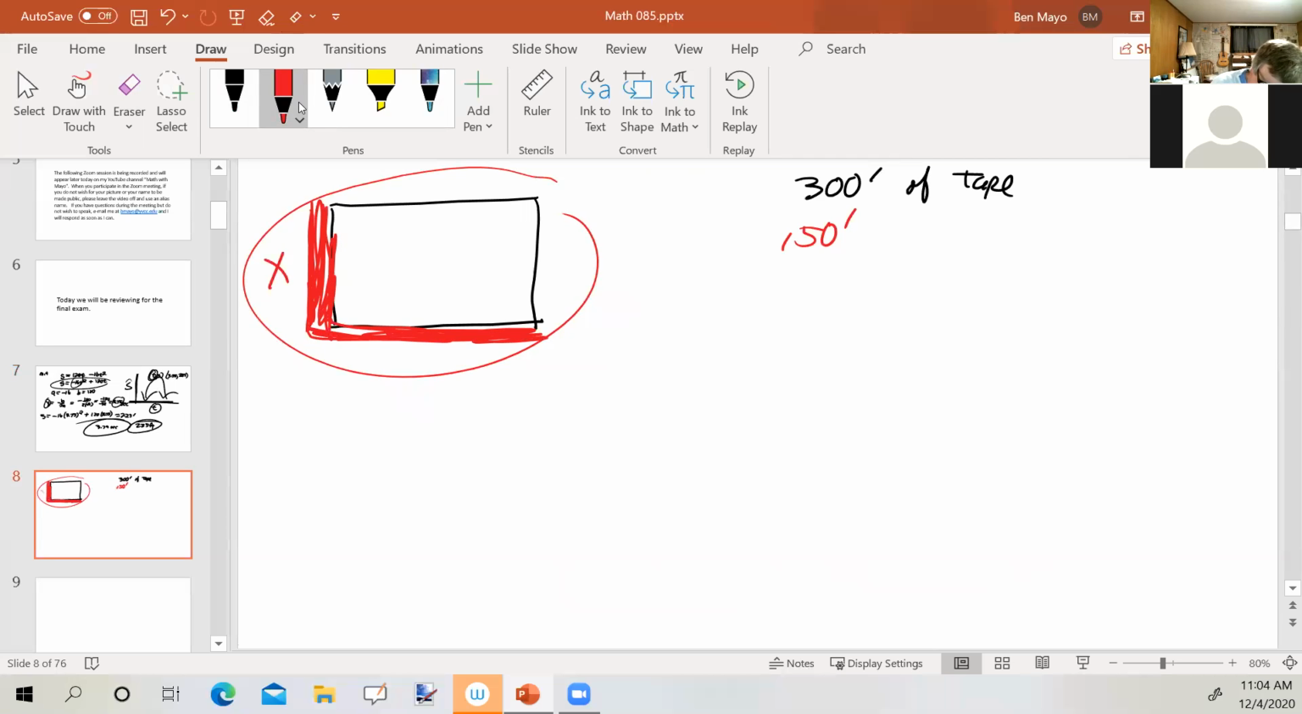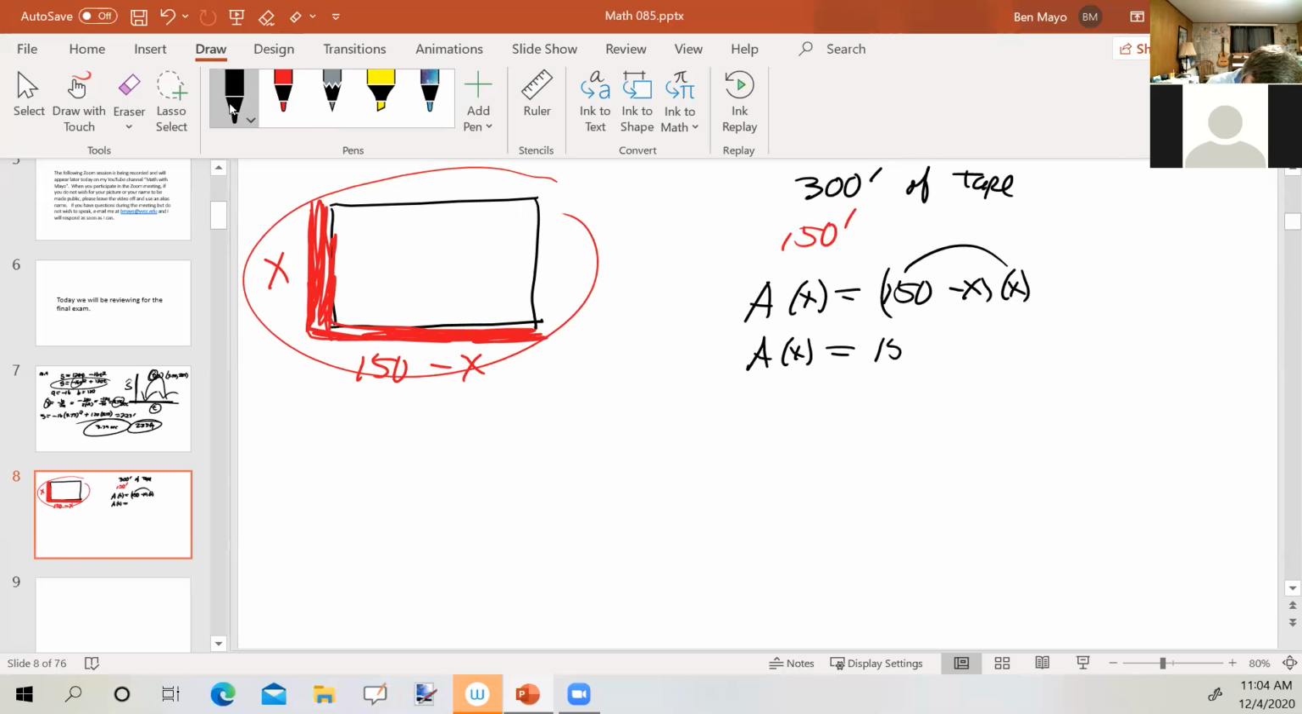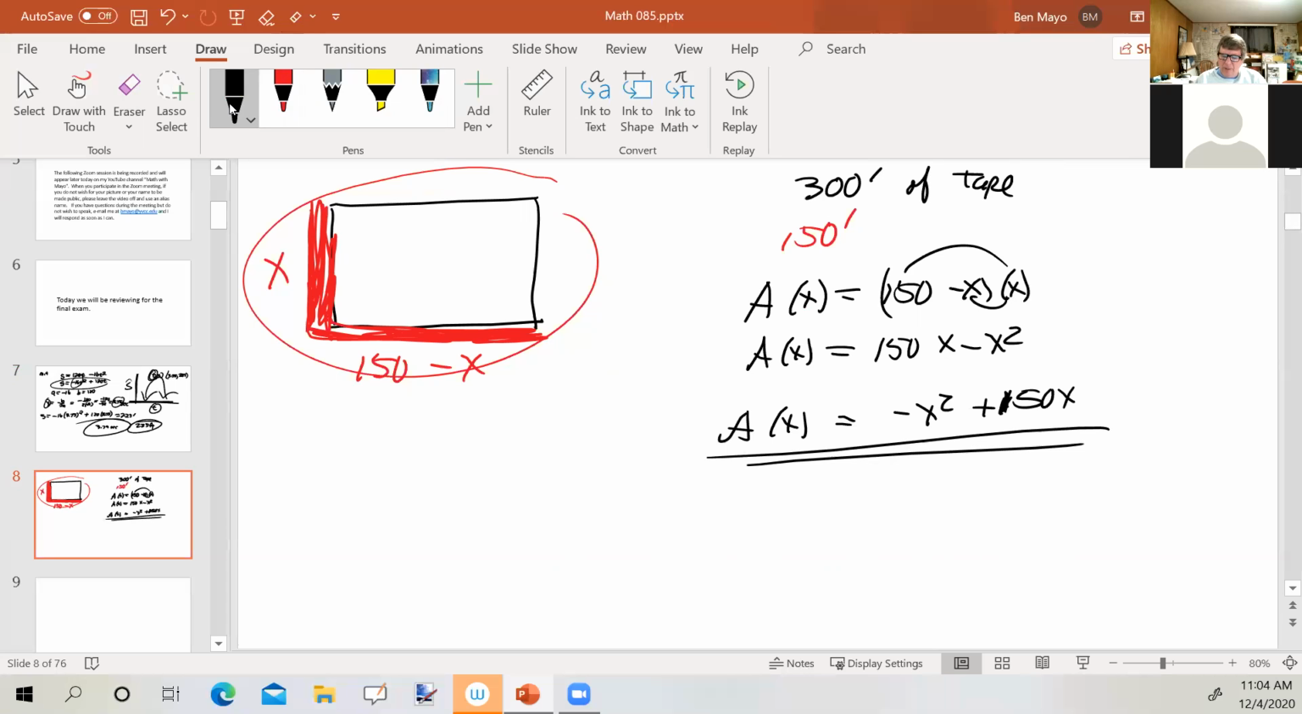So let's call this side x. This would be 150 minus x. Are we okay with where I got those two dimensions? Any questions there? All right. So our area is going to be 150 minus x times x. Our area is going to be 150x minus x squared, or negative x squared plus 150x. So there's the function or equation that's going to give us the maximum area.